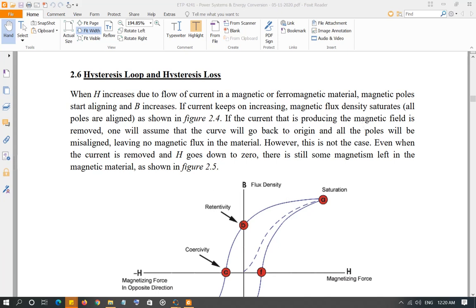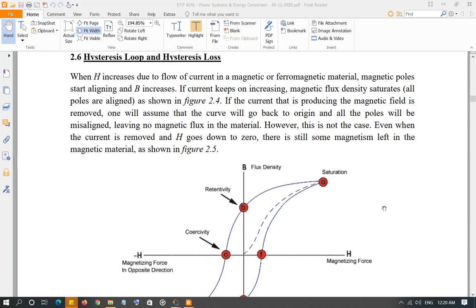So what is hysteresis loop, and what is hysteresis loss as a result of this hysteresis phenomenon? In all ferromagnetic substances or magnetic substances, as we discussed in the last topic of magnetic field strength, whenever you produce a current in an electromagnet, magnetic field intensity, magnetic field strength is going to increase, as well as the flux density is going to increase, or flux in general is going to be produced.